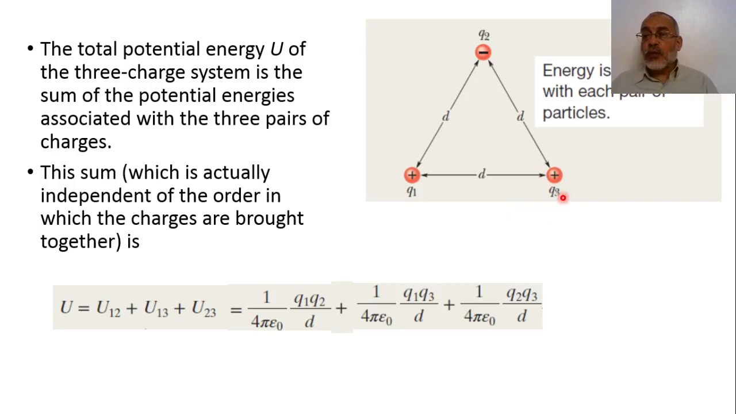So now I have started from 3. If I started from 2, and I have brought Q3 at the beginning, the first work I have done is U23. Then if I have brought Q1 from infinity, the work done would be U12 plus U13. So the total stored energy in a system of charge is the same regardless of how these charges have been arranged. So the sum, which is independent of the order in which the charges have been brought together, is this value.